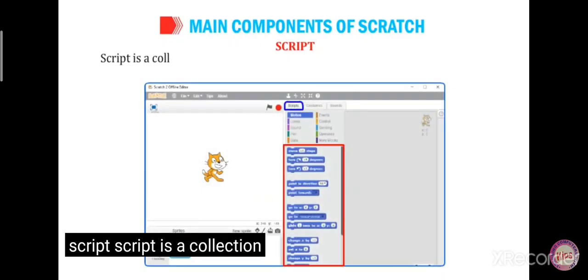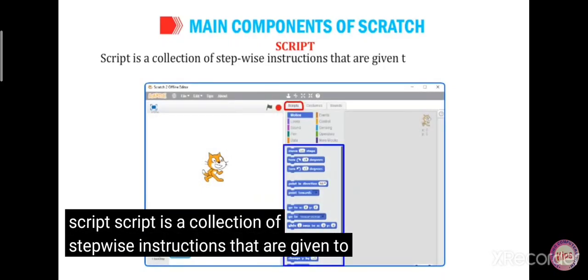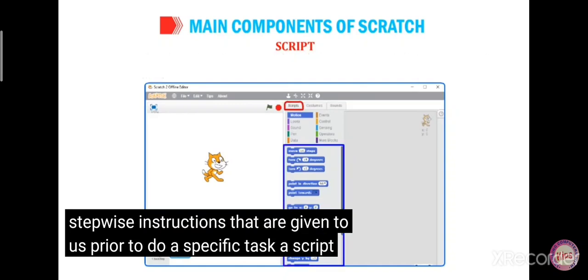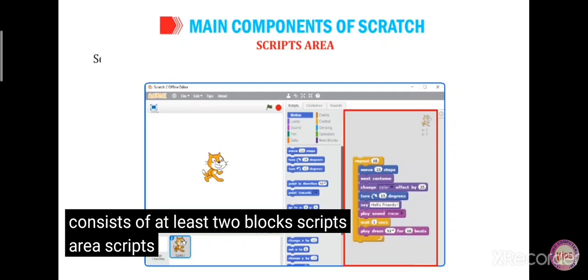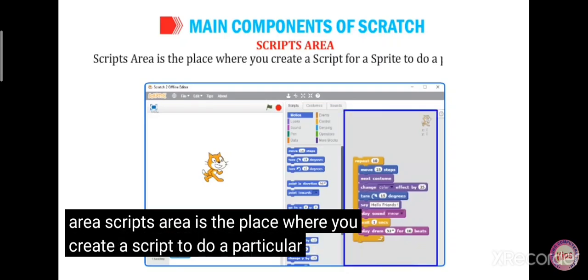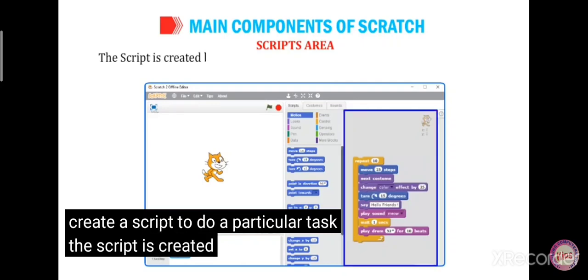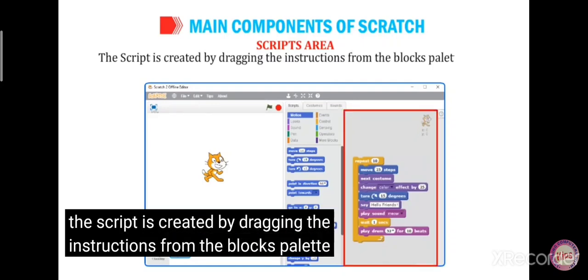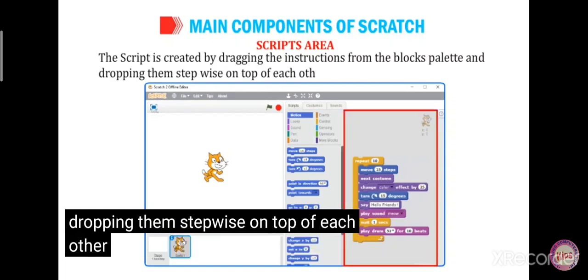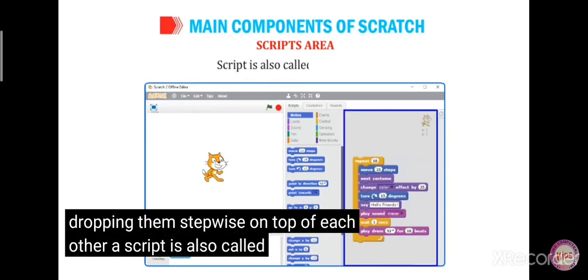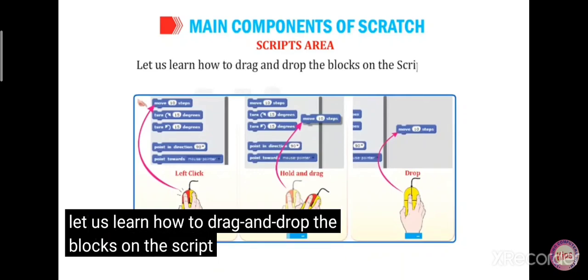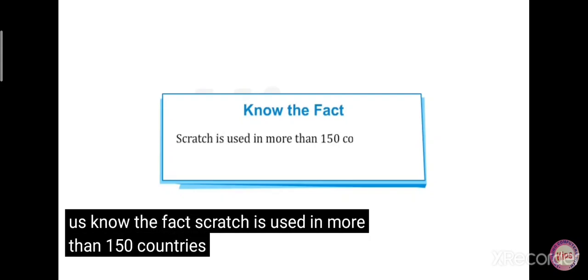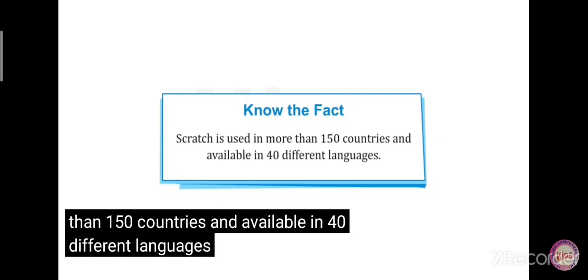Script. Script is a collection of stepwise instructions that are given to a sprite to do a specific task. A script consists of at least 2 blocks. Scripts Area. Scripts area is the place where you create a script to do a particular task. The script is created by dragging the instructions from the blocks palette and dropping them stepwise on top of each other. A script is also called a program. Let us learn how to drag and drop the blocks on the script area. Students, let us know the fact. Scratch is used in more than 150 countries and available in 40 different languages.